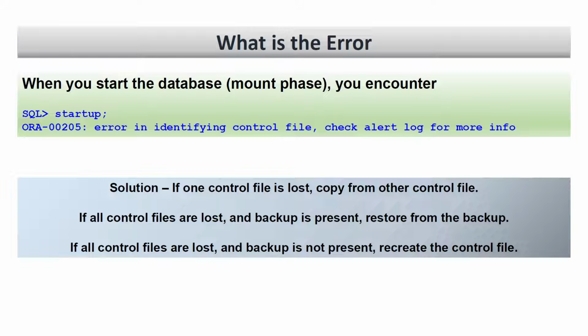Remember one thing, you cannot copy the control file while the database is up and running. You have to shut down your database. So that is also an important thing. If all control files are lost and a backup is present, you can restore it from the backup. If all control files are lost and a backup is not present, you have to recreate the control file. So we are going to see all of these three scenarios.